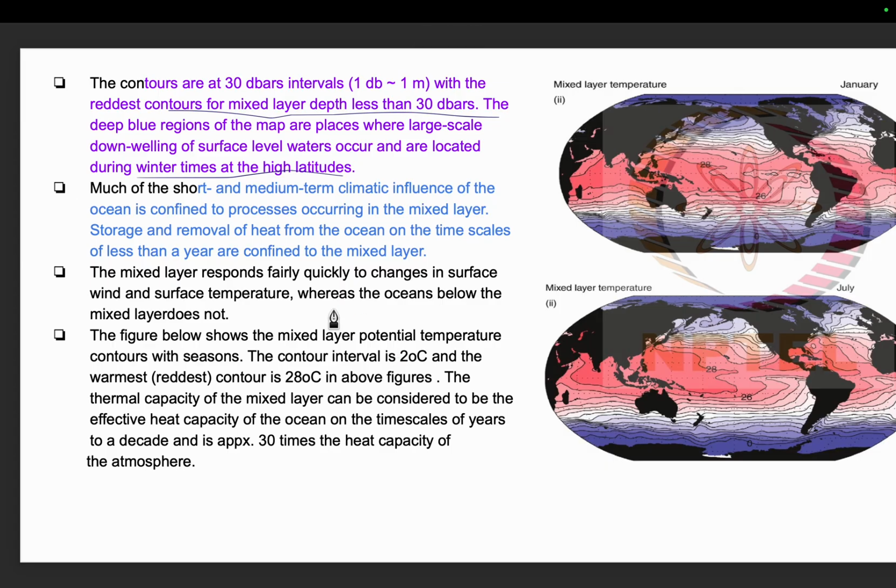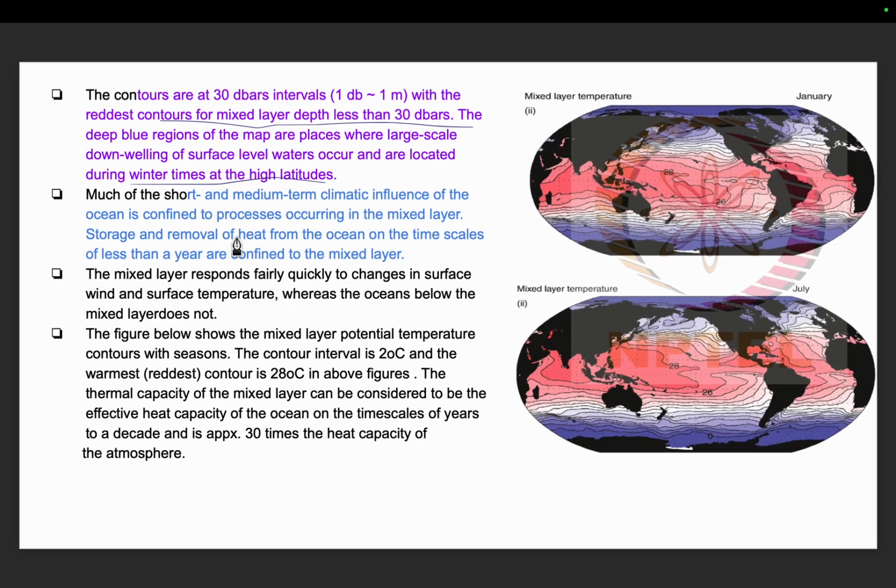Much of the short and medium term climatic influence of the ocean is confined to the processes occurring in the mixed layer. Storage and removal of heat on time scales of less than a year are confined to the mixed layer. The mixed layer responds fairly quickly to changes of surface wind and surface temperature, whereas the ocean below the mixed layer, such as the deep layer or even the thermocline, does not respond to wind changes.